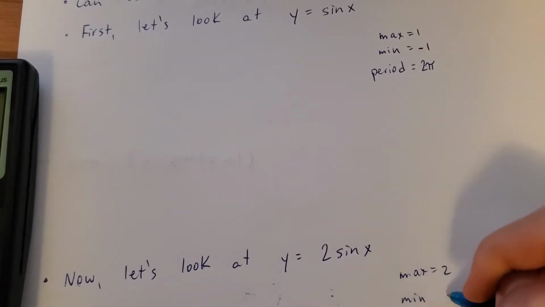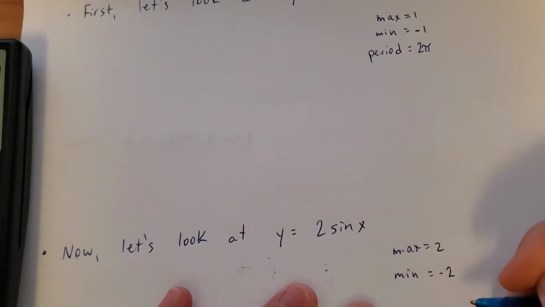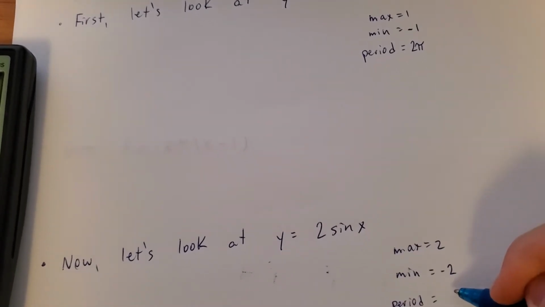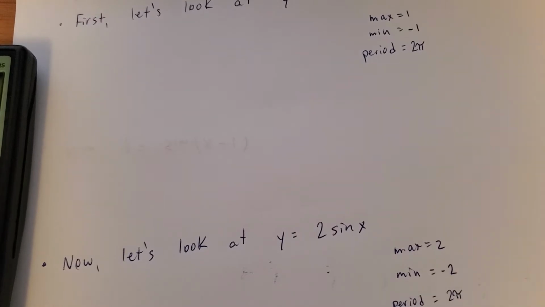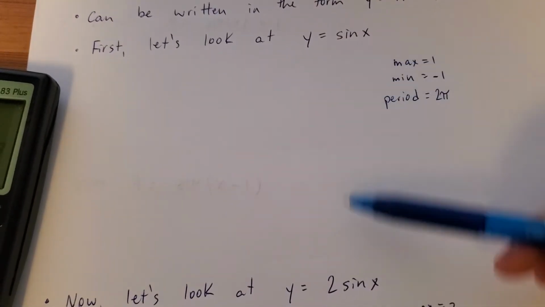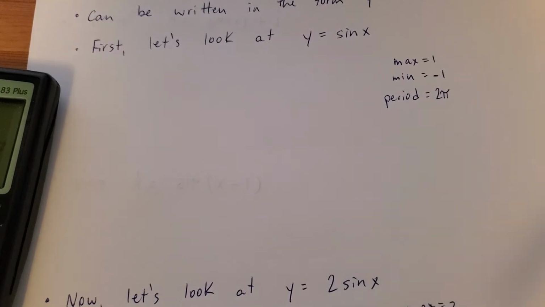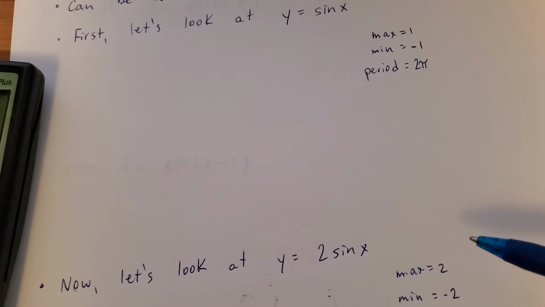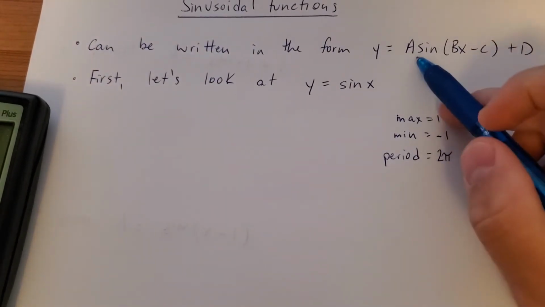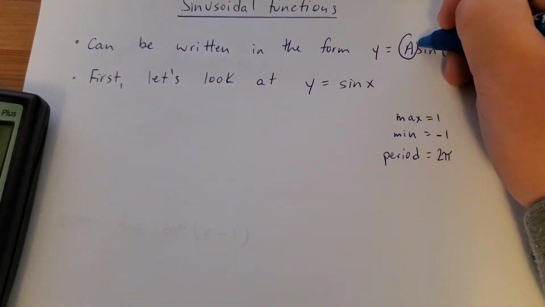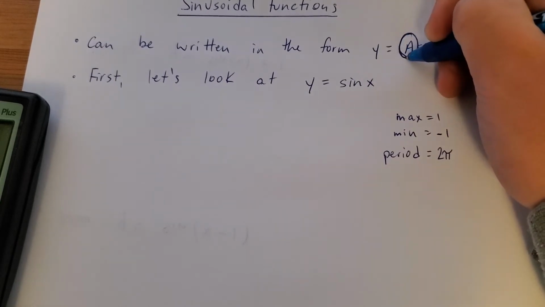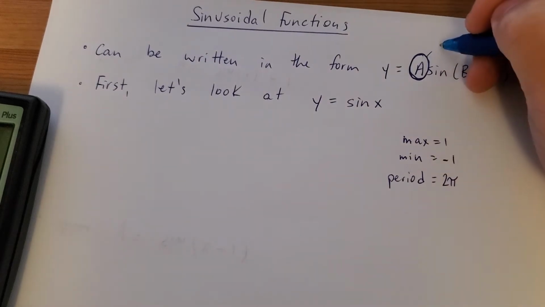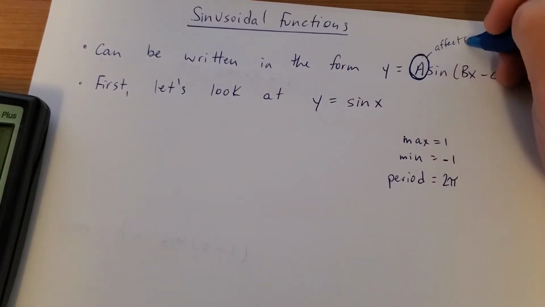The minimum, you can take my word for it. I'm not going to go through it to save some time. The minimum is negative 2. The period didn't change. It's still 2 pi. Okay, so what we just determined here is the number out in front. This is like the maximum or the minimum. We're going to have a new word for it soon, but that's what we just determined. That's what A is. A is the number that multiplies by sine. That affects clearly the maximum and the minimum. Okay, so we know that A now affects max and min.